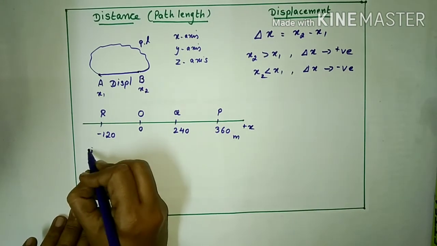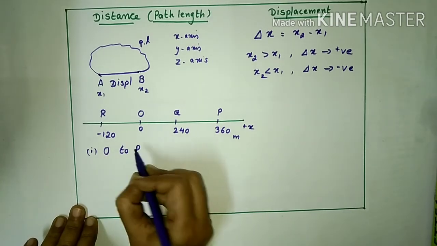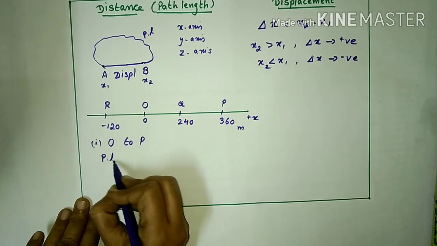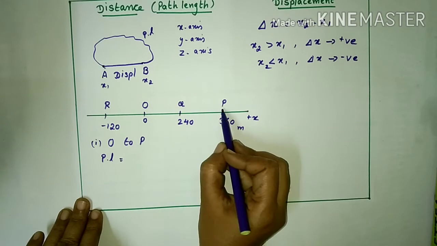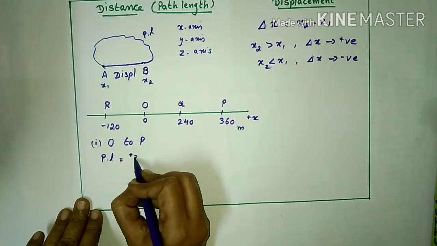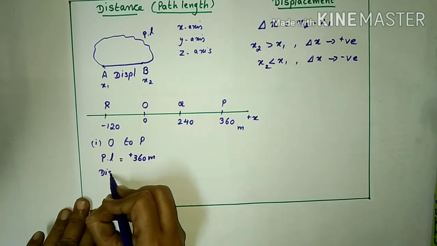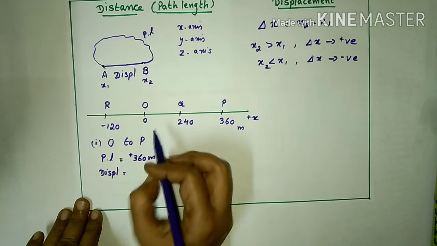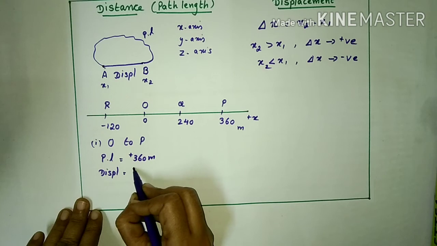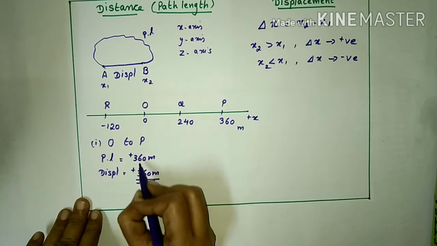First case, if the car moves from O to P, what is the path length and the displacement? We can note the path length, that is O to P. What is the total distance travelled by the car? That is plus 360 meter. And what is the displacement of the car? It is the shortest distance between O and P. That is also equal to 360 meter. That is the displacement.